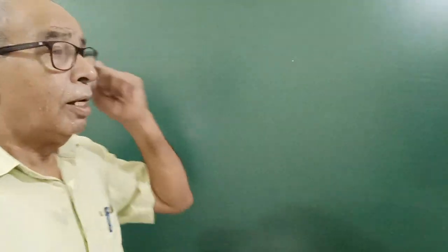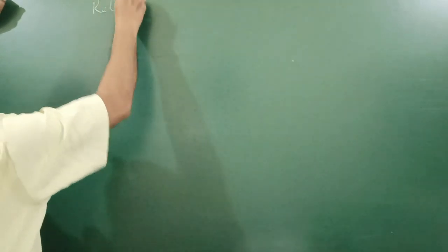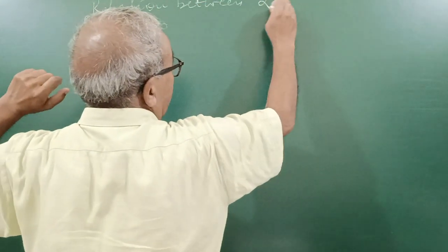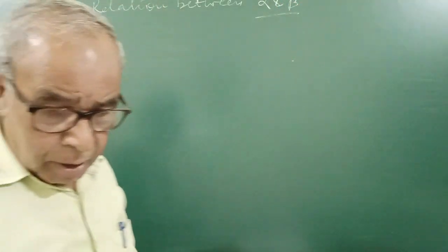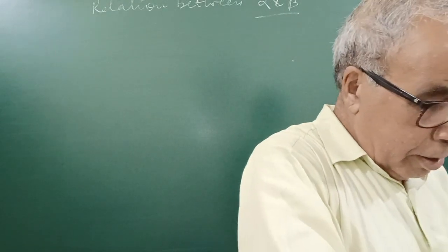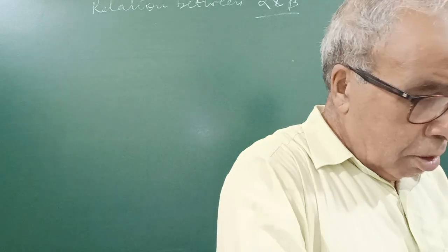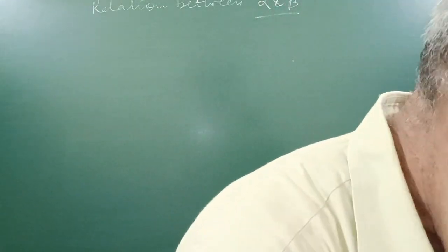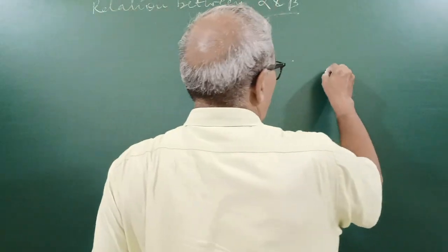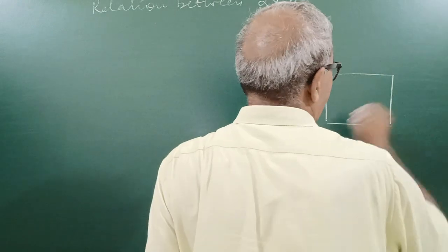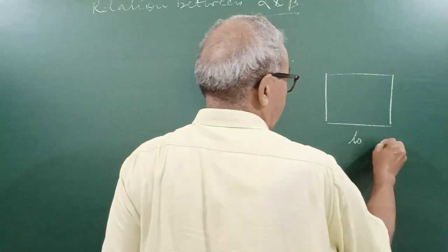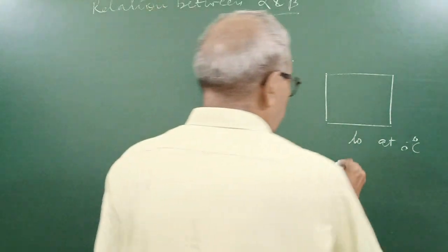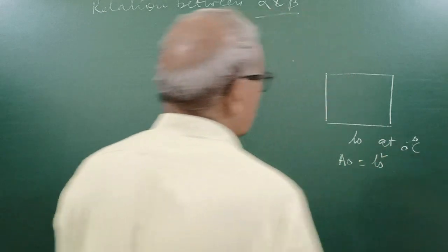Now I want to tell you the relation between alpha and beta. For simplicity, I will take a simple case. Suppose we have a thin square sheet whose length is L0 at 0 degree centigrade. So its area A0 will be L0 square at 0 degree centigrade.